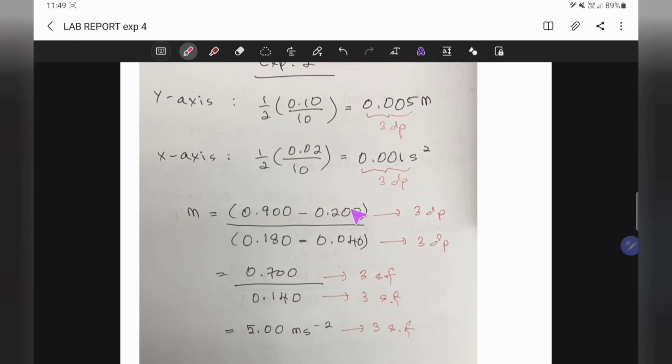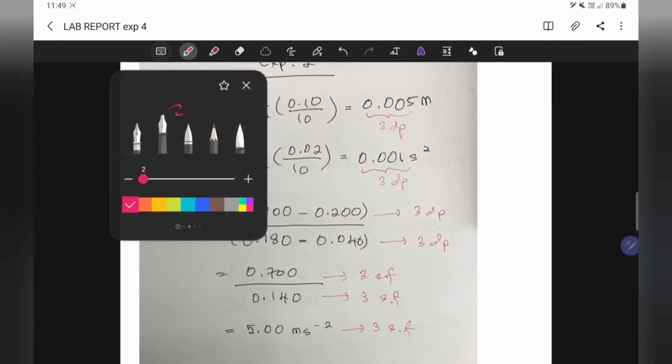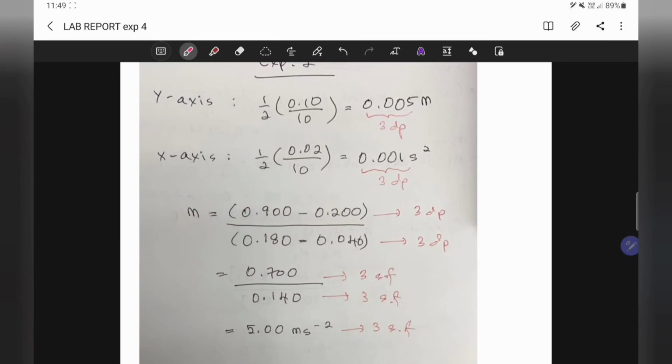So in the calculation of gradient, y-axis over x-axis should be written in 3 dp, also in 3 dp, based on this. And divide by 20, getting 3 dp and 3 dp here. So for the substitution, it must be in 3 dp. That is why I just put 0 behind the 0 and 0 to make it in 3 dp and 3 dp. Don't forget 2 marks given here. 2 marks given for the y-axis, another 2 marks given for the x-axis. Again, okay, 4 marks already. Okay, and then 3 dp minus 3 dp giving you 3 dp. And then 3 dp minus 3 dp giving you 3 dp, isn't it?